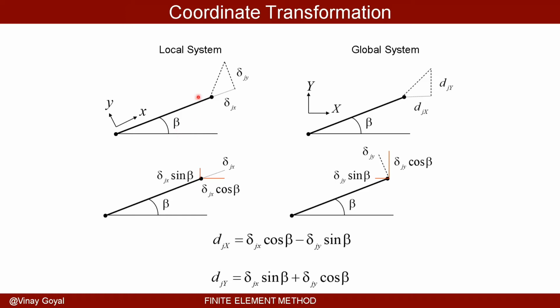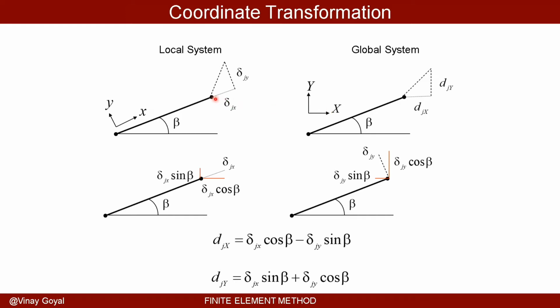And I think everybody here will agree that this point in the local system can move to the right and up. So this delta jx and delta jy represent the deflections of this node in the local orientation system. So this can move to the right and up along this x and y, right? Along this x and y. The good news is I can take this deflection here, and I can decompose it in the x and y global coordinate system.